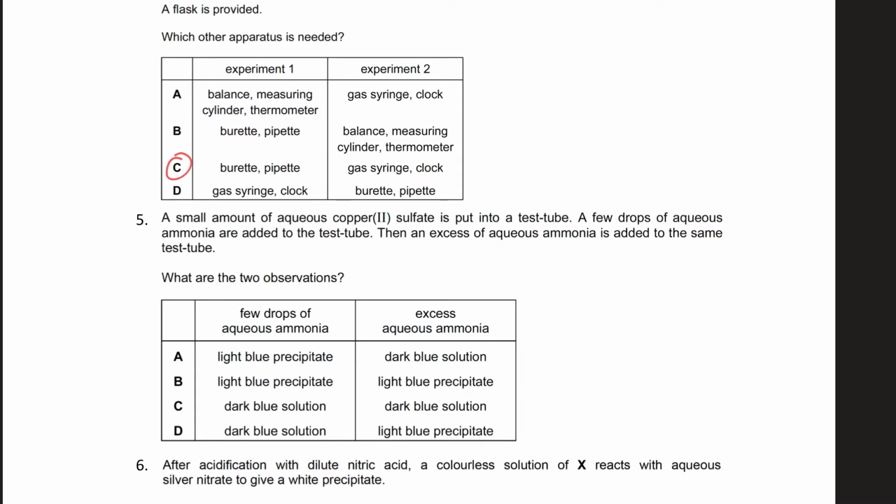A small amount of aqueous copper 2 sulfate is put into a test tube. A few drops of aqueous ammonia are added to the test tube. Then an excess of aqueous ammonia is added to the same test tube. This is a standard procedure. We add a few drops to see if there is a color change, and then we add it in excess to see if it dissolves or not. What are the 2 observations? So we have copper 2 ion. So copper 2 produces a light blue precipitate which dissolves later on, forming a dark blue solution with aqueous ammonia. So yeah, this is going to be our answer.